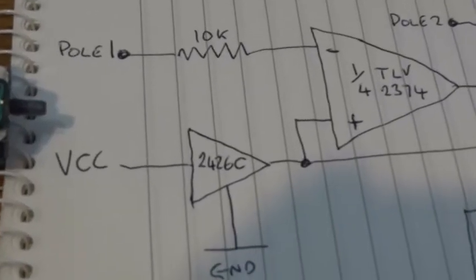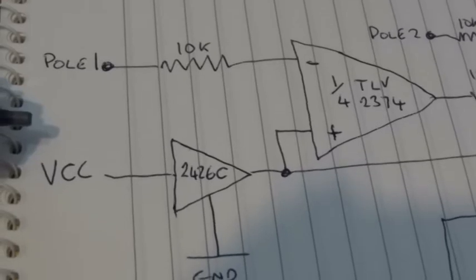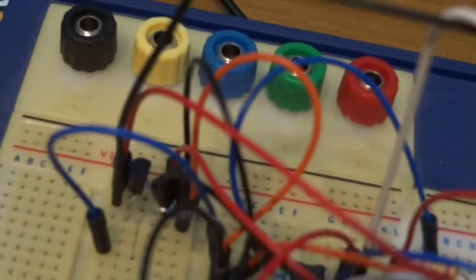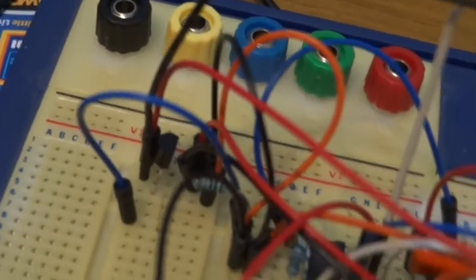So I'm using one of these devices, a 2426C. It's a rail splitter. You can probably see it in there. It looks like a transistor. It's just a three pin device.